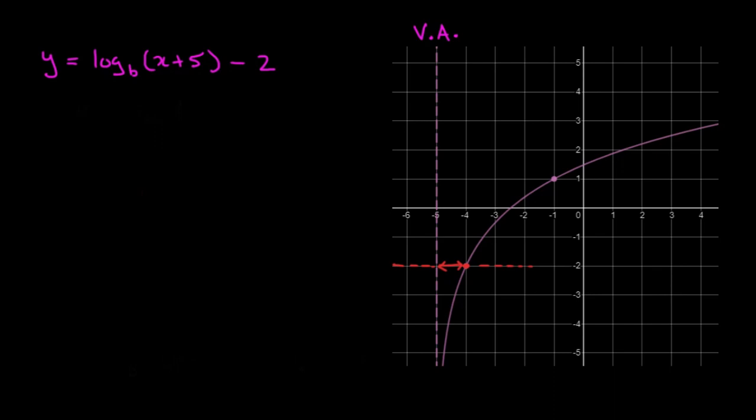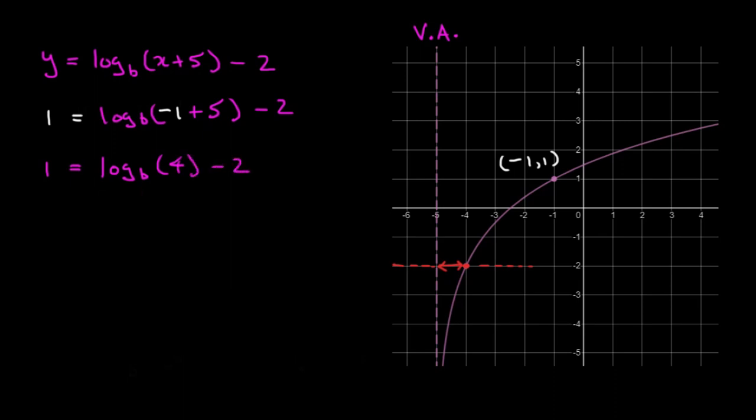Now we can go ahead and use our other ordered pair here, which is negative 1 and 1. We can input that information into this function. So if y is 1 when x is negative 1, that would mean 1 equals log base b of negative 1 plus 5 minus 2. So if we solve this equation, or at least try to simplify it before we try to solve it, or I guess deal with it is probably a better word right now. Minus 1 plus 5 is 4, and then we have a minus 2. So let's add 2 to both sides. We'll get 3 equals log base b of 4.